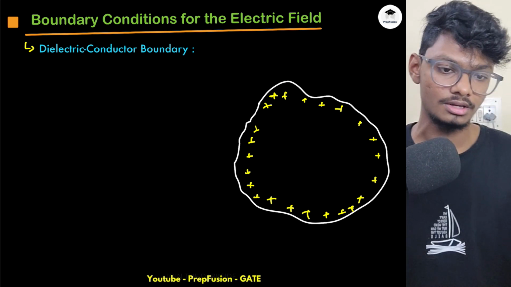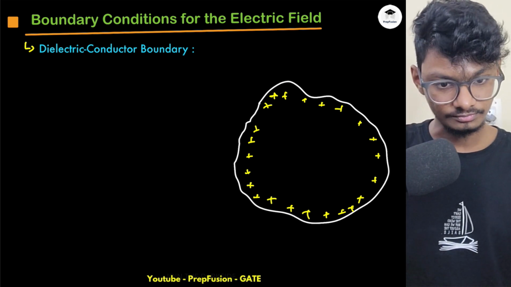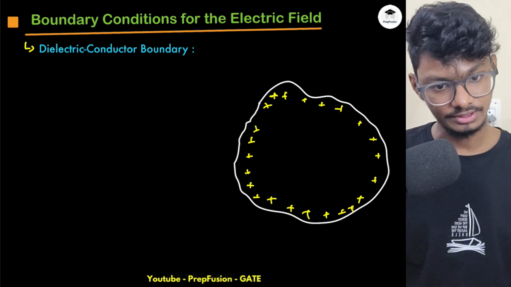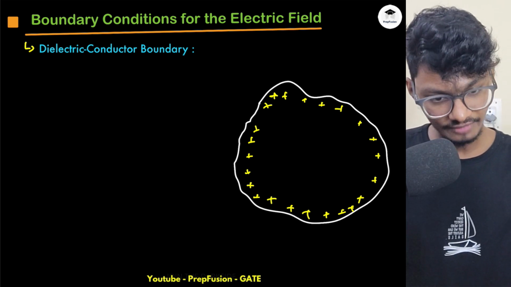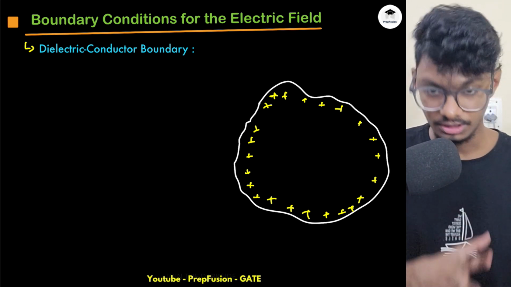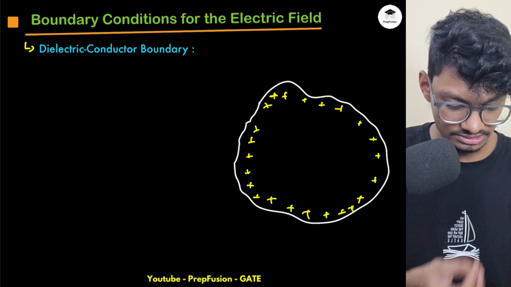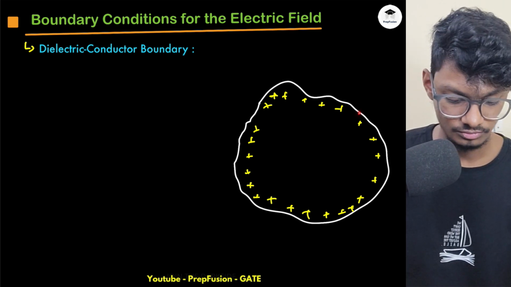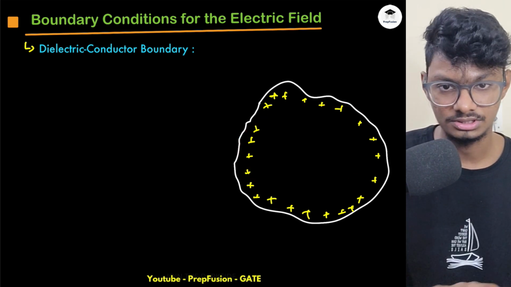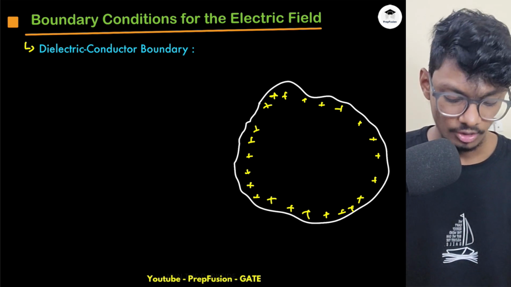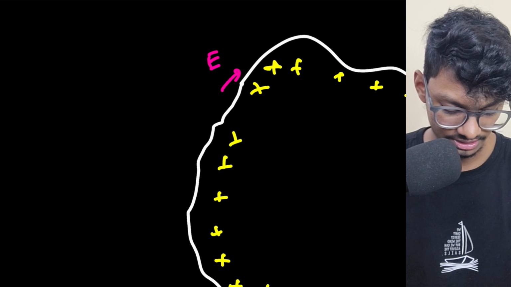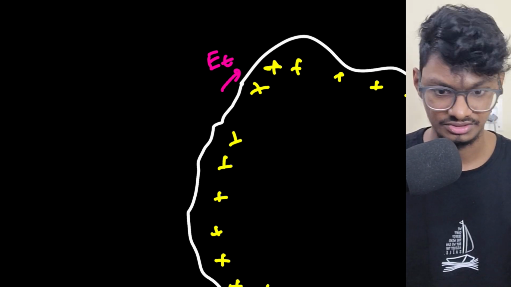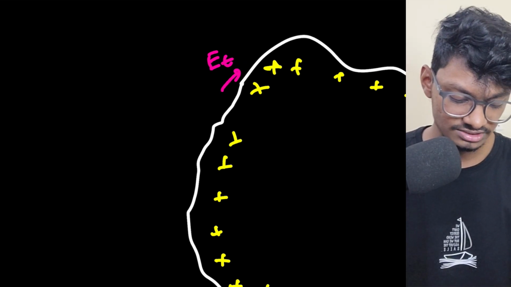Now here if you observe, if I have a simple surface here, like a simple conductive surface, this is not a sphere, not a symmetrical surface, just a surface. Now if there is some tangential component, let's assume there is some tangential component ET. If there is some tangential component, what does that mean?